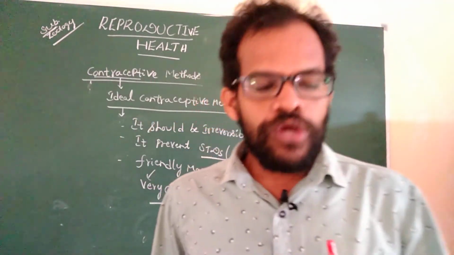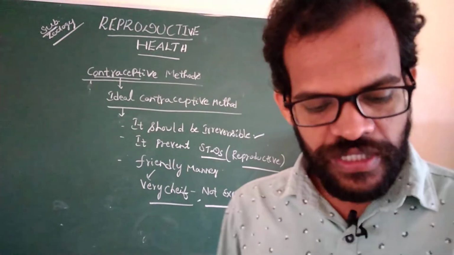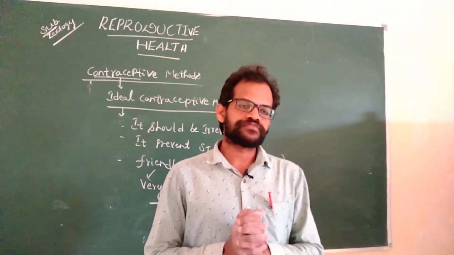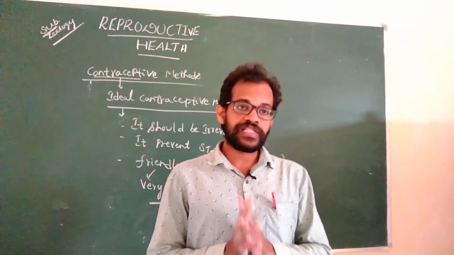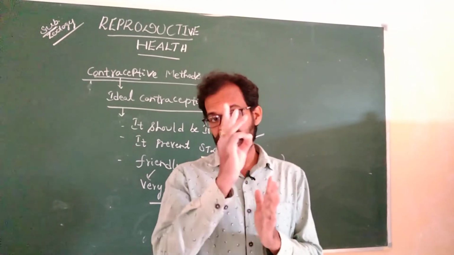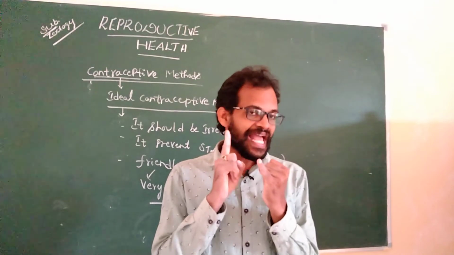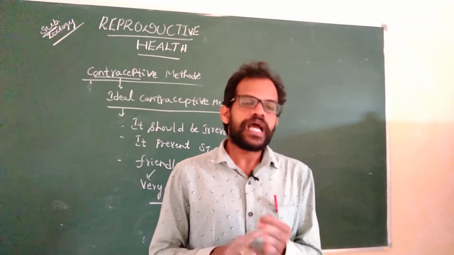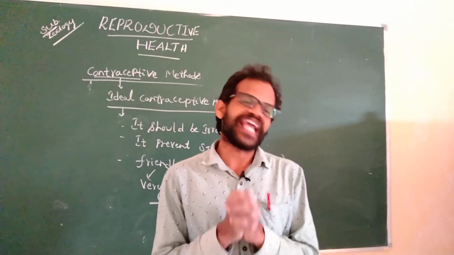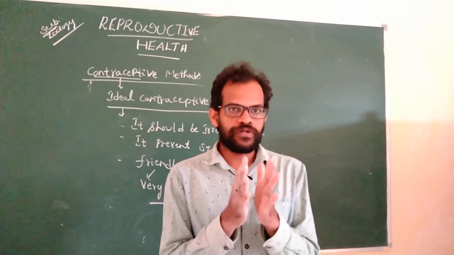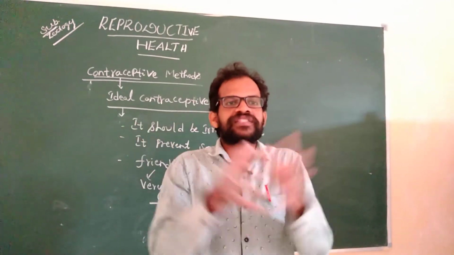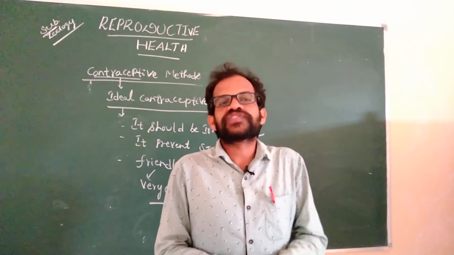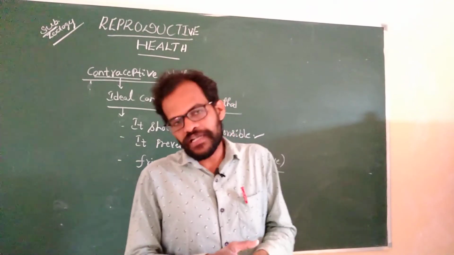Okay, tomorrow we are going to discuss the natural methods. How many types of natural methods are there? Three types: periodic abstinence, withdrawal method, and the third, lactational amenorrhea. We are going to discuss all of these methods in detail in tomorrow's class.